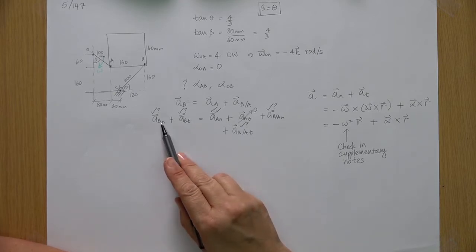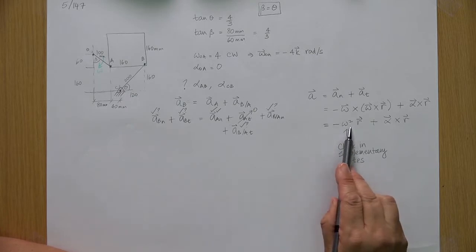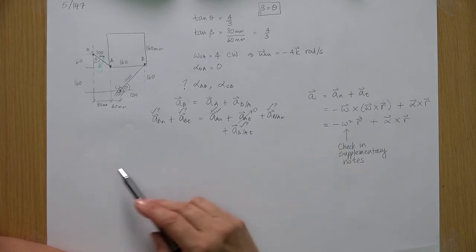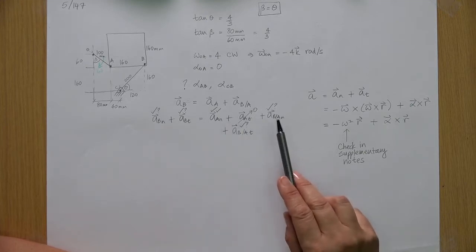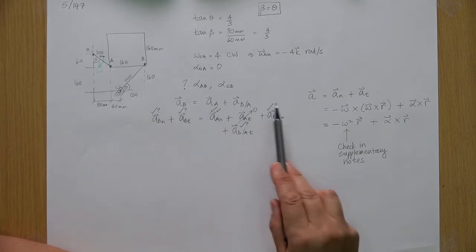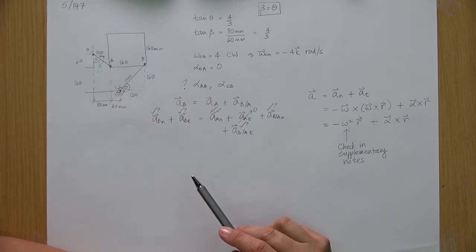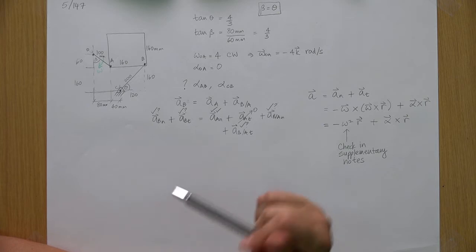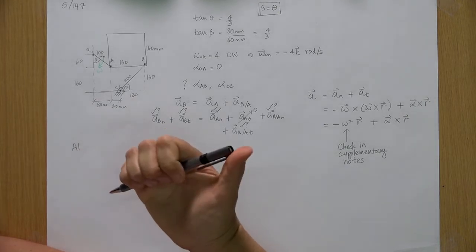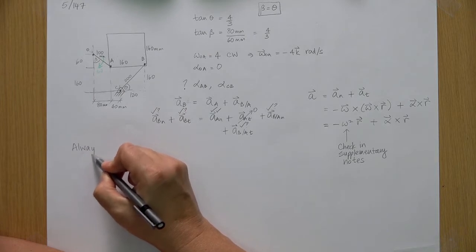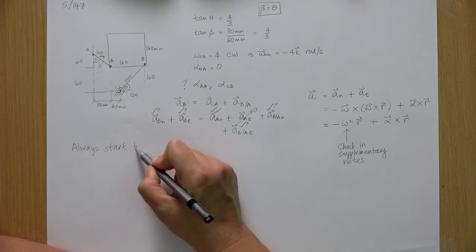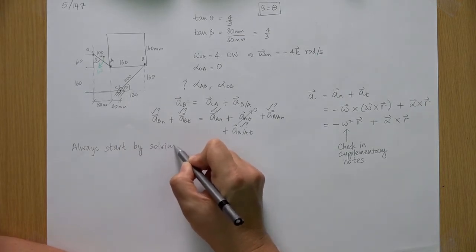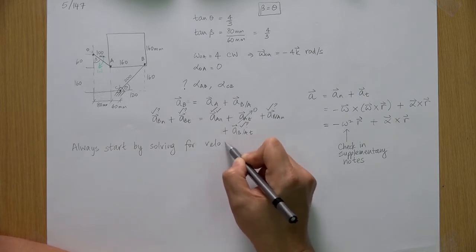Well, remember that the normal components of acceleration come from the angular velocity. So, if I solve the relative velocity problem and find omega BC and omega AB, then I will know these 2 components and I will be left with 2 unknown components. So, the first rule of solving relative acceleration problems is we always start by solving for the velocities.